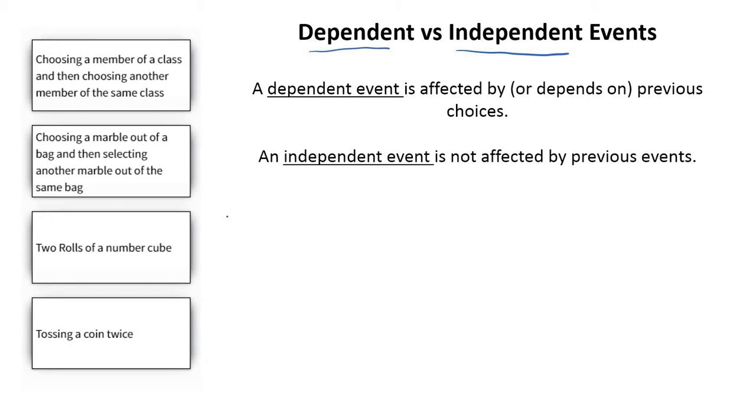Let's just classify a couple examples. Choosing a member of a class and then choosing another member of the same class. Do those depend on one another or are they independent? The order is the key here. Because someone's already gone, the next choice is affected by that, and so this would be dependent. That's kind of like the toy option, right? One of the toys is gone. In this case, it's a student, though. And so that is dependent.